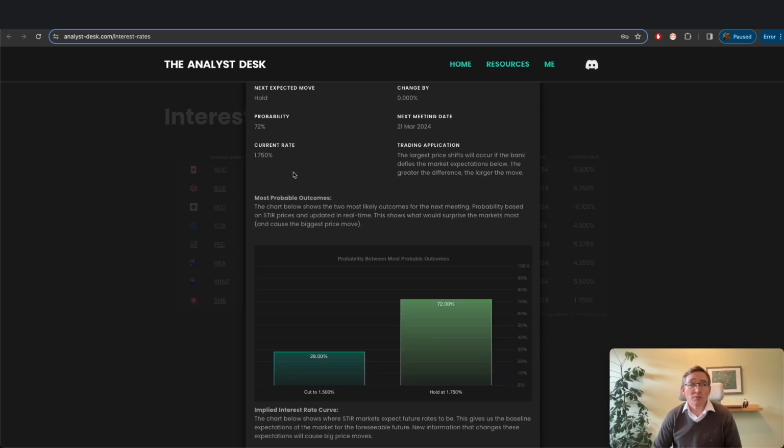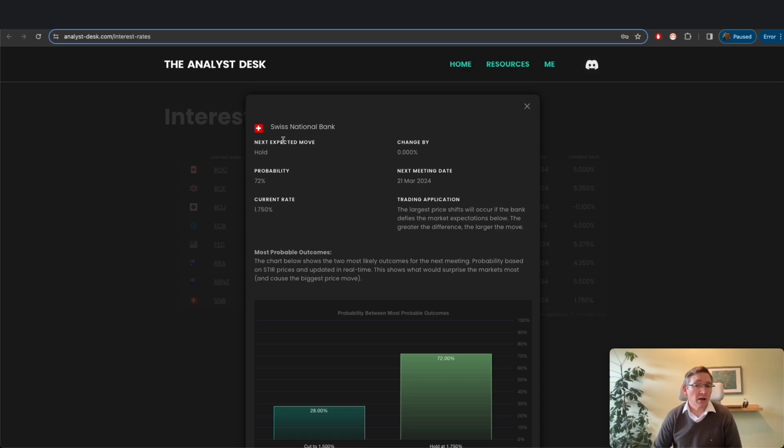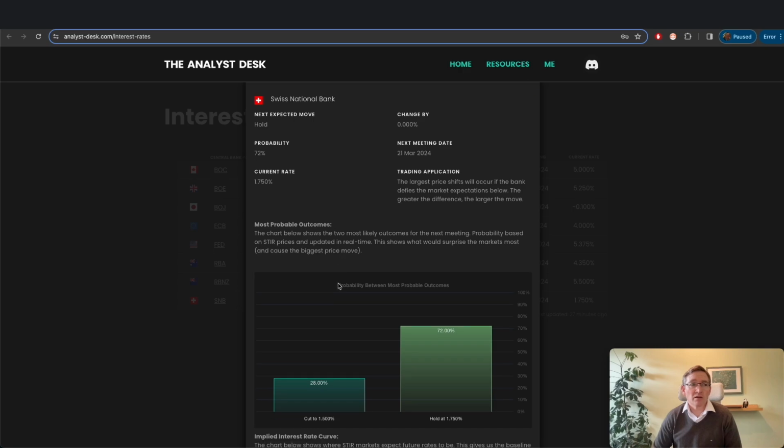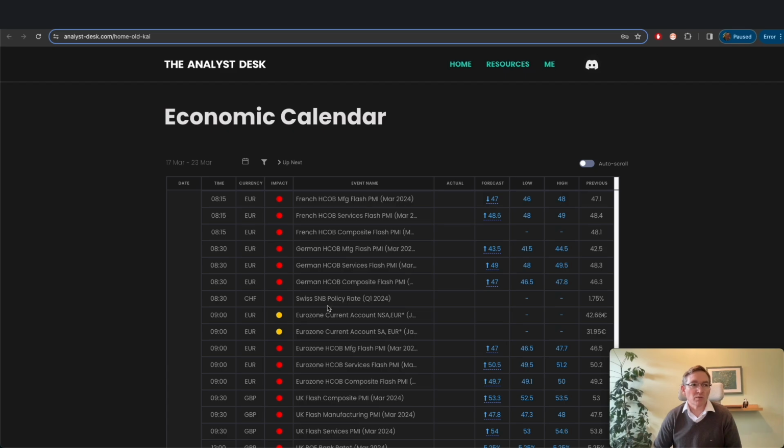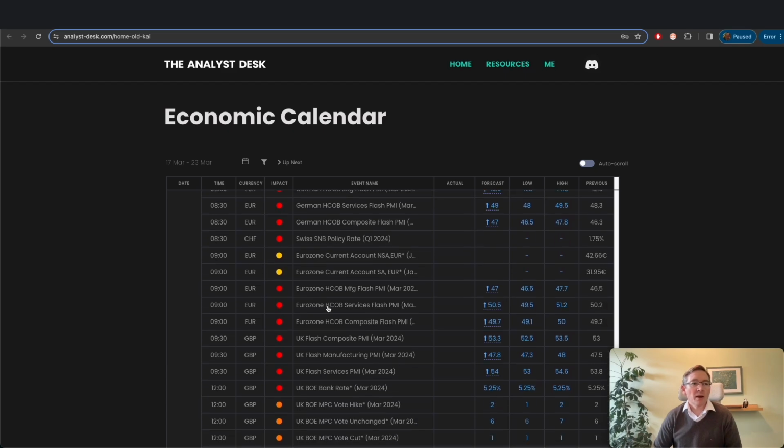Don't rule out a possible surprise. Maybe the SNB will cut interest rates maybe 50 basis points. There could be a surprise here. So we'll definitely be looking at this SNB decision. And if we do see a surprise cut of 25 or 50 basis points, then we can look for some significant selling in the Swiss franc. So that's a really interesting decision that we will want to be keeping our eye on.